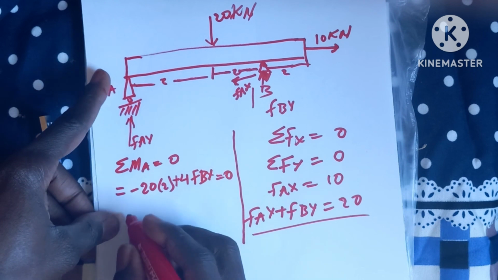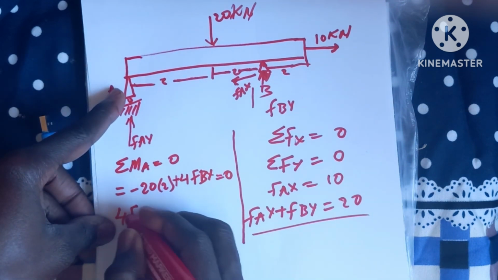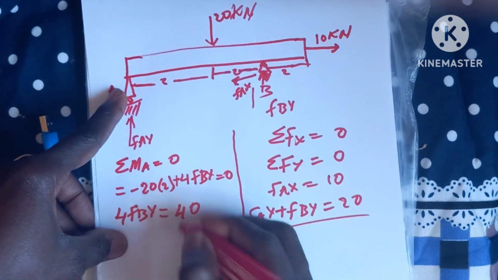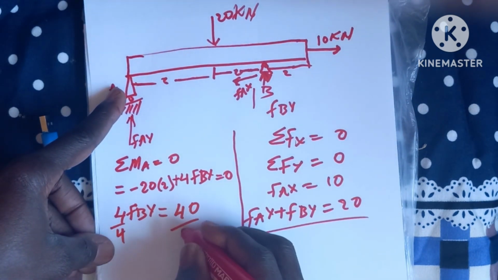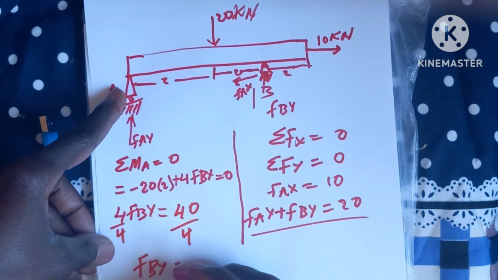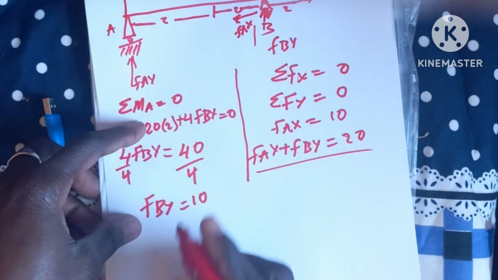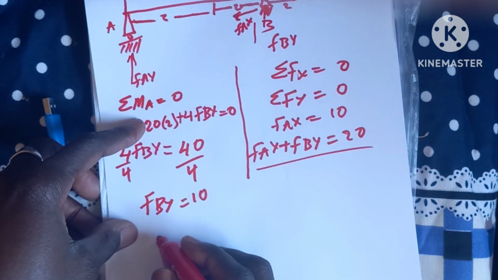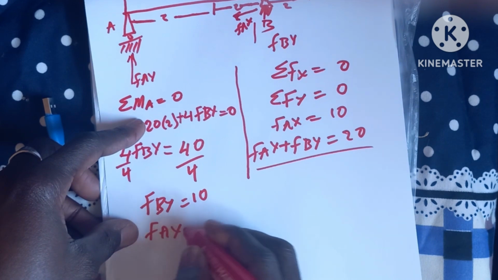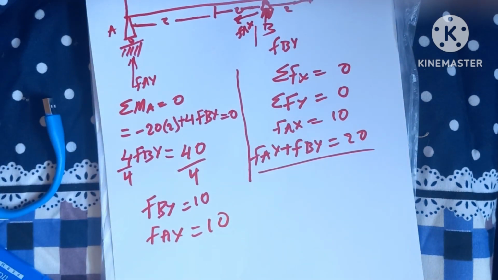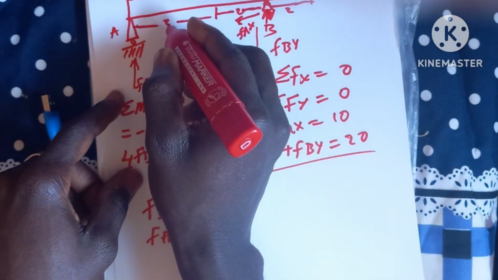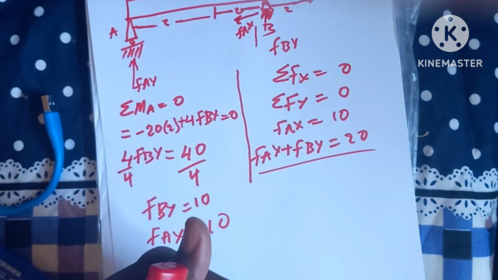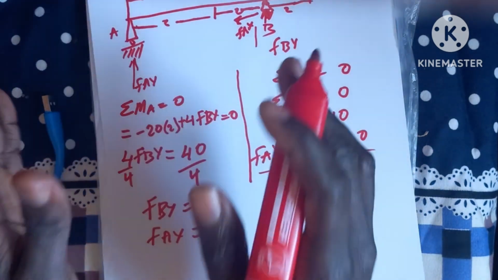So multiplying this out, we have 4 FBY is equal to 40. Right? Dividing this by 4, we have FBY is equal to 10. So FAY in this case, since this is 20, we know that FAY is going to be 10 as well. The only way it would not be equal to 10 is if we have a distance that is more than the other distance. But if it is of equal distance, it's going to have this equal magnitude.